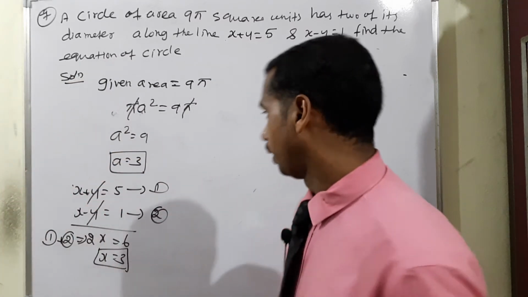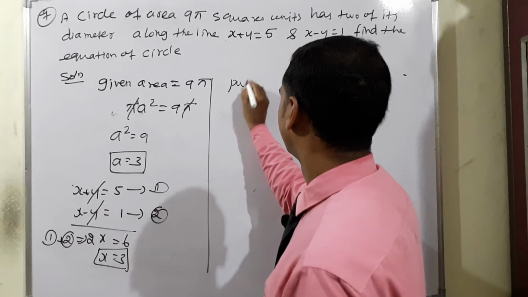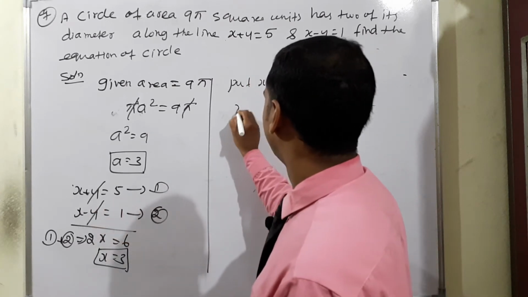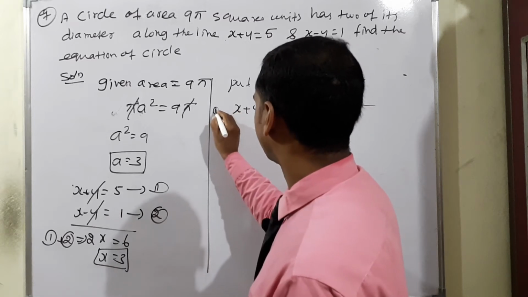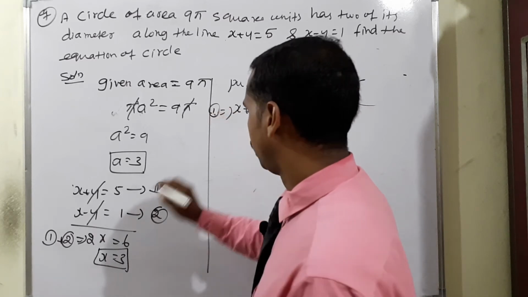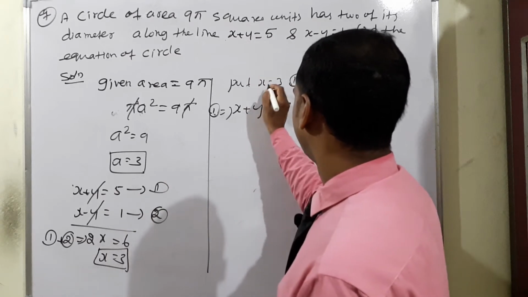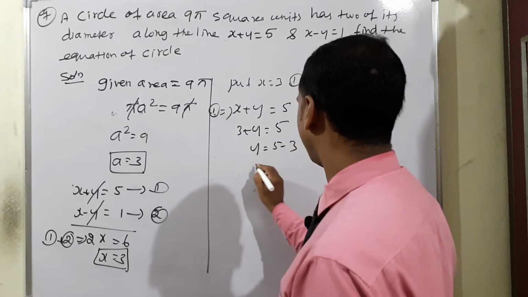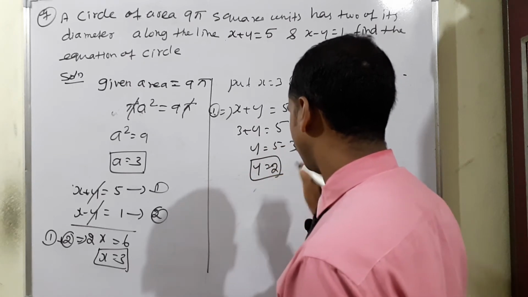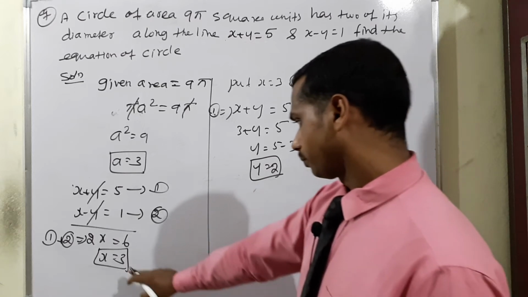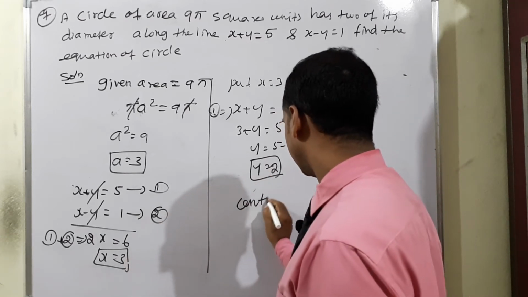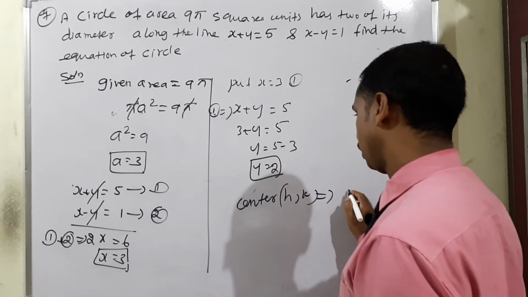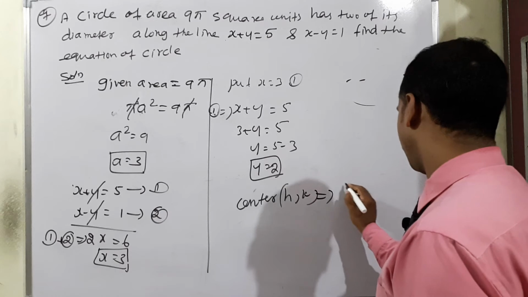So, after getting the x value, put x is equal to 3 in equation number 1. What is equation number 1? x plus y is equal to 5. Therefore, 3 plus y is equal to 5. So, y is equal to 5 minus 3. We can write y is equal to 2. Now, the center h comma k: the x value will be 3, the y value will be 2.